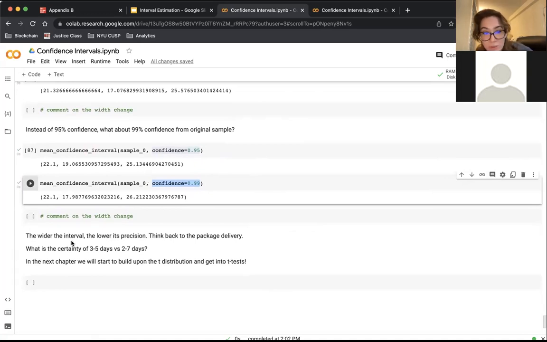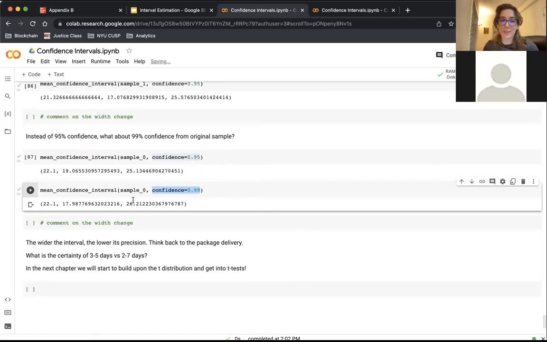But with this wider interval, the lower the precision is. Back to that package delivery example, you're more likely to get it right to say your package will arrive in 1 to 5 business days rather than 2 to 3. But there's less accuracy there in what you're saying, and not accuracy, but precision.